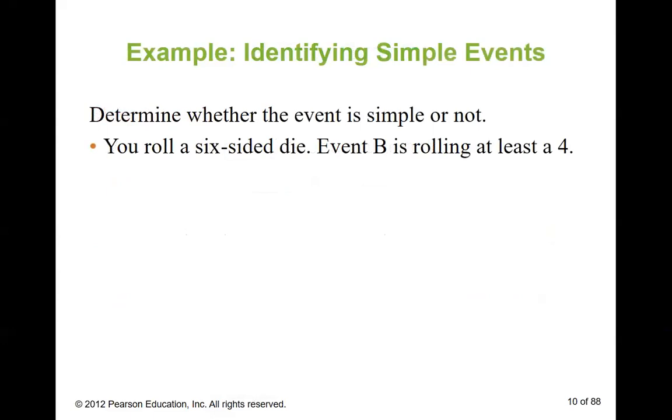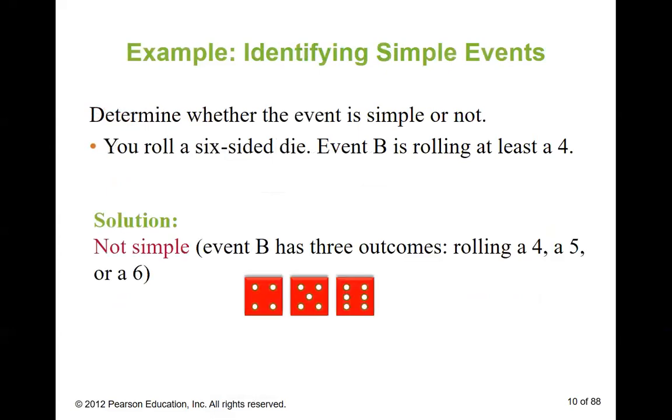Okay, so let's see if you can tell me whether this is simple or not. You roll a 6-sided die, and your event is that you roll at least a 4. I'm seeing some heads shake no, and I heard a few quiet "not simple." So why would you say it's not simple? If it's at least a 4, what would a roll be that would fit this criteria? A 4, a 5, or a 6. There are 3 different things I could roll that would be this event. So that's why it is not simple.